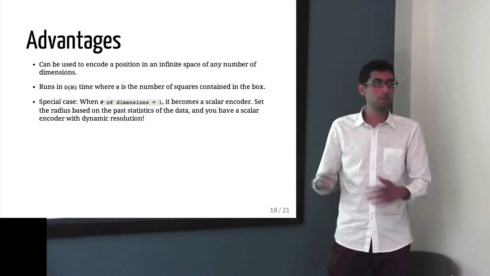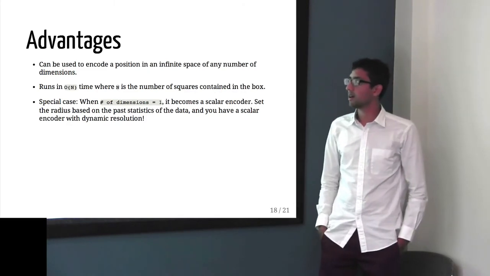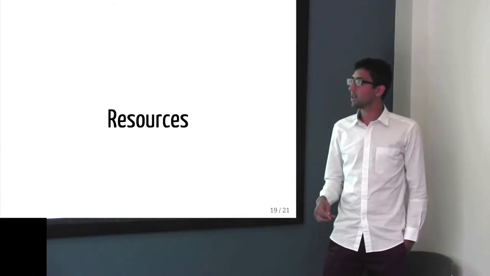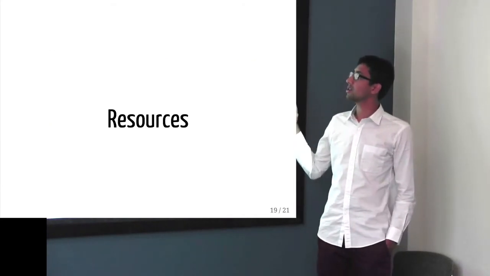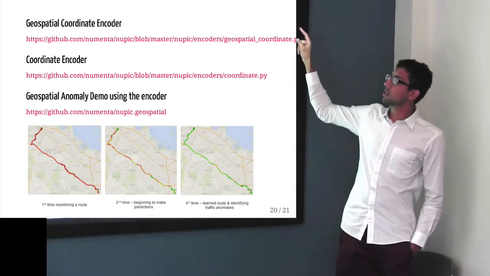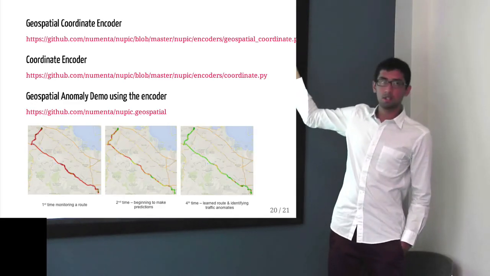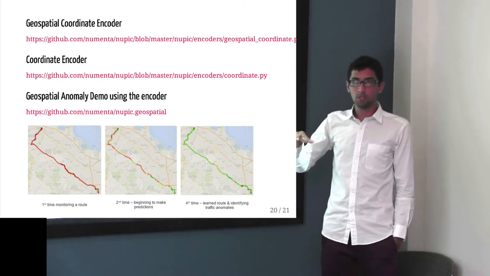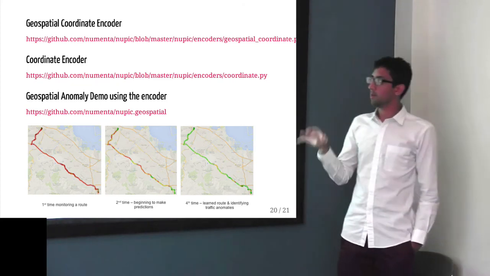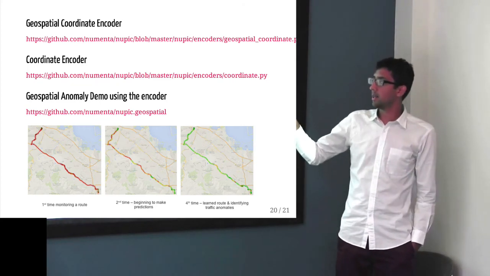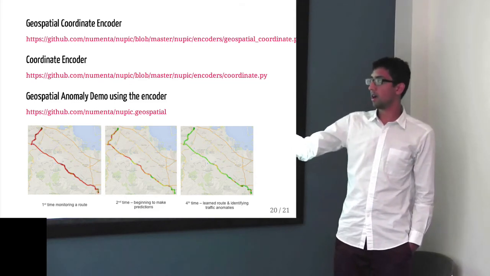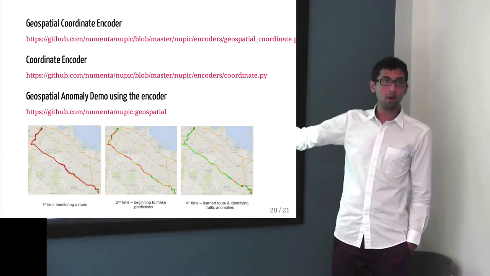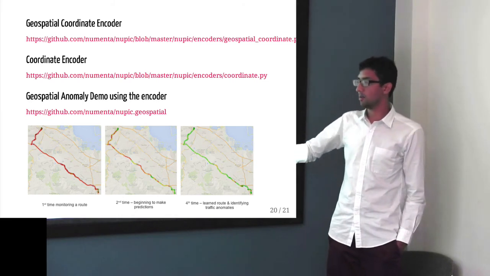So it's very continuous and nice like that. Resources: if you want to learn more about the geospatial encoder, there's a link there. The coordinate encoder code should be pretty easy to read in the way it's laid out. And then the geospatial anomaly demo is there, and the encoder is what powers the geospatial anomaly demo.